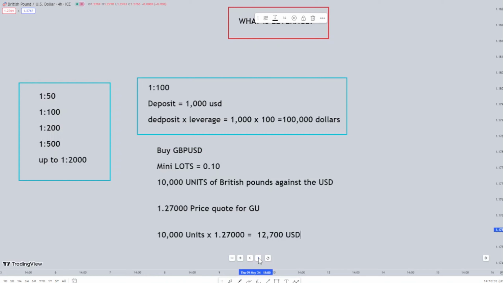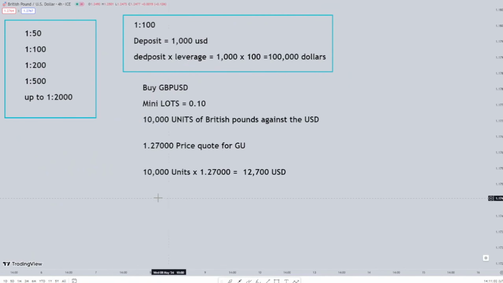Now, remember, you only have $1,000 in your account. So what happens now is that your broker will automatically deduct 1% of this $12,700 from your deposits. Now, 1% of this amount is $127. 1% of 12,700 is $127.